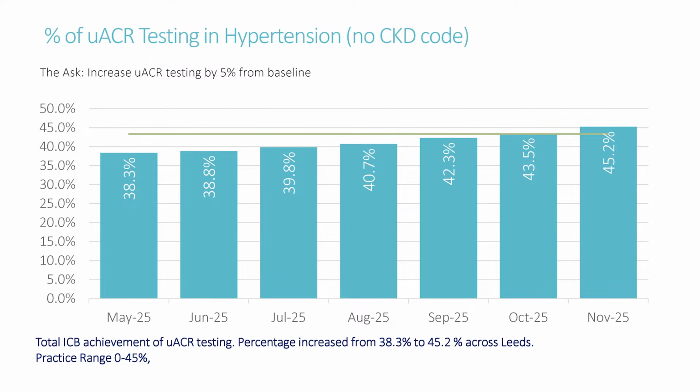So first looking at the percentage of people with urine ACR testing, we can see a nice steady increase from 38% across to 45% of the Leeds average. So we've achieved above that 5% target that we've set. When we look at individual practice breakdown, however, we can see a wide range. So some practices haven't improved, whereas some have achieved 45%, which is fantastic. So that's really showing what work can be done.